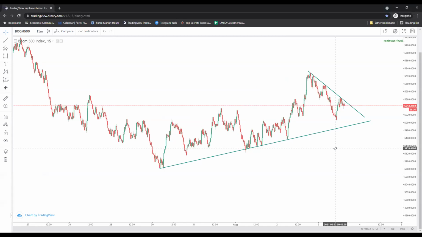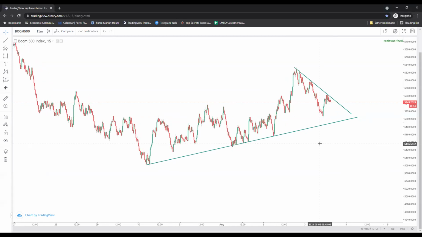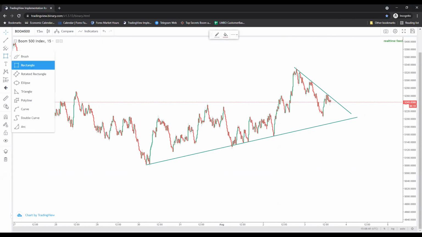Mithal, should we use this TradingView app for analysis, or can we do this analysis on the MetaTrader itself and trade there? What do you suggest, Harish? You can do the same on the MetaTrader as well, but you will not find these tools so easy on the MetaTrader.